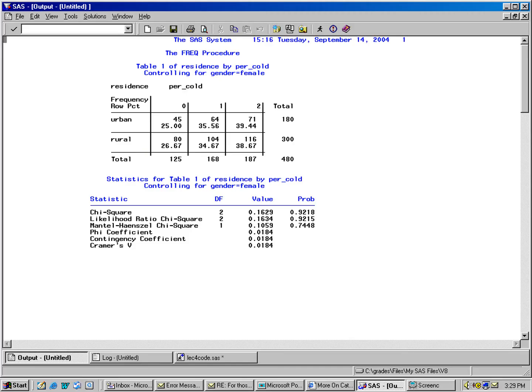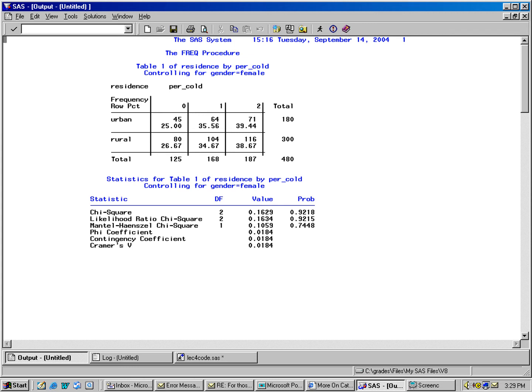Right, so here's our table for females. First off, which of our tests do you think is going to be appropriate? Well, we have ordered columns and unordered rows, so that's going to be a row mean square test. Agreed?